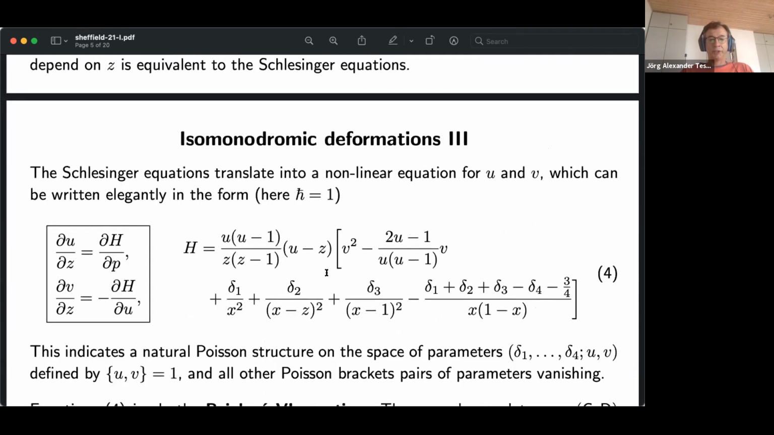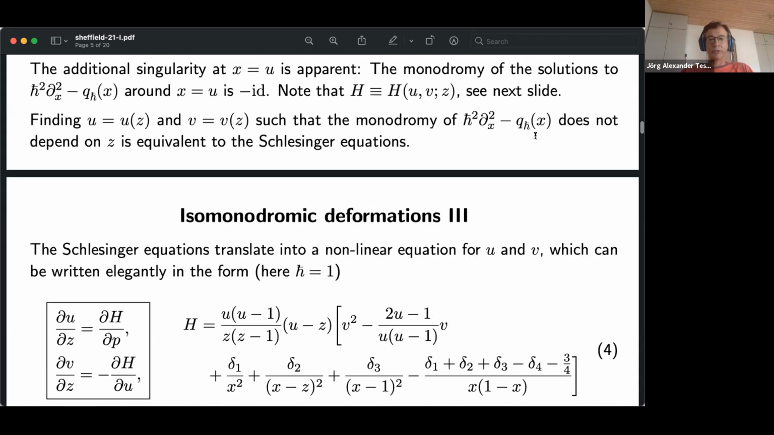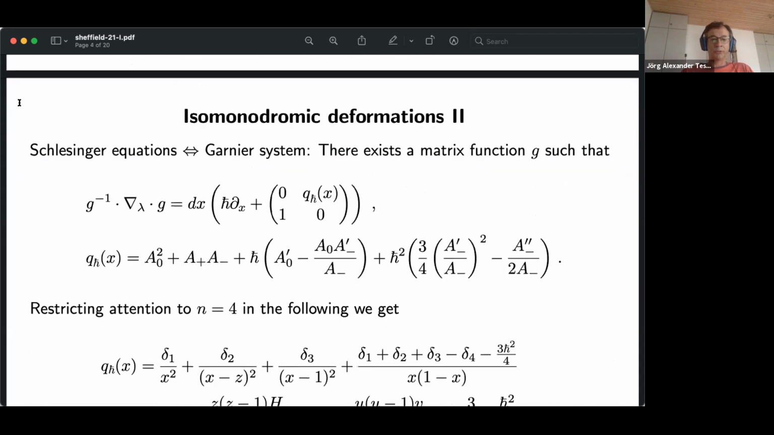How about the h? Well, the h is a nice guy, because h is a specific function, which here is written out in full glory. It's just a function of u and v, right? u and v are now our dynamical variables, for which we want to compute how u and v depend on z in such a way that the monodromy of this guy, or equivalently the monodromy of this connection here, stays constant.